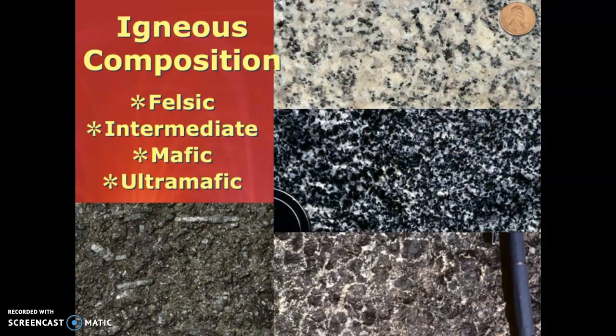So the second characteristic that we look at then is composition. And igneous composition is classified as felsic, intermediate, or mafic. And we also have ultramafic, which is kind of a little special case. But felsic is pink. It has pink minerals in it. Mafic is black. That's the lower right. And then intermediate is a combination. And so the intermediate rocks are usually black and white or gray. And then last but not least, the ultramafic rocks are green.